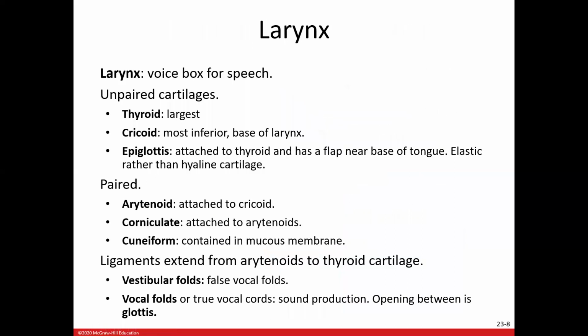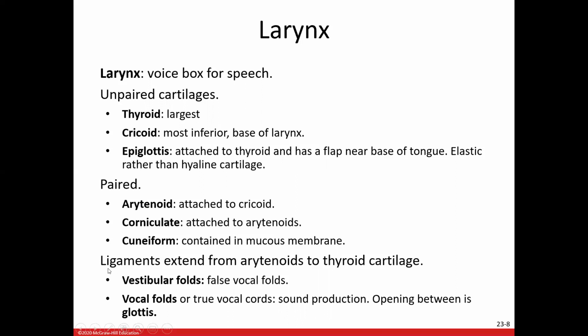We'll talk about the larynx. Okay, so next is your larynx. This comes after your pharynx. Your larynx is just the voice box, predominantly for your speech. It has a lot of different cartilage structures within it. You have what's called unpaired cartilage and paired cartilage. On the unpaired cartilage side, you have the thyroid, the cricoid, and the epiglottis. Then paired, you have arytenoid, corniculate, and cuneiform.